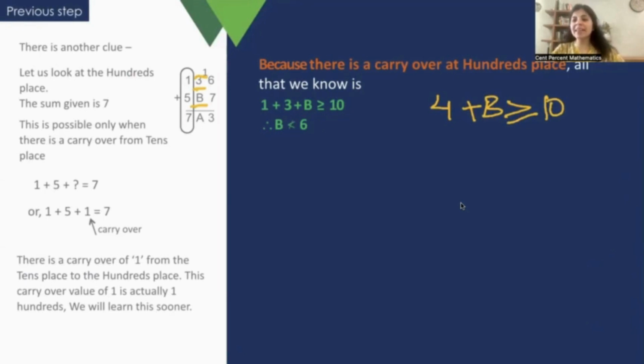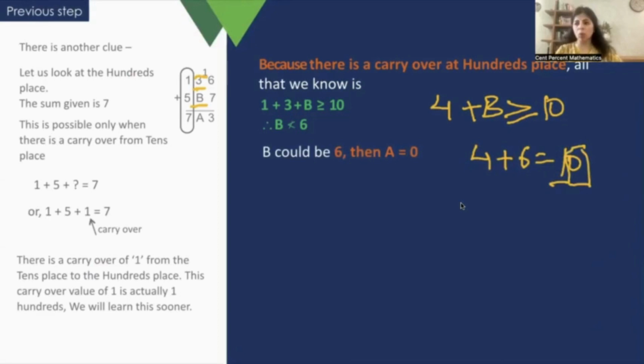So let us find out that digit B. We're talking about the digit B, which is greater than or equal to 6. In that case, we have these options: when B is 6, your A would be 0, because you have 4 plus 6, that is 10. So 1 would be carried over to the hundreds place, and at the tens place, we'll have a 0. So A would be equal to 0.